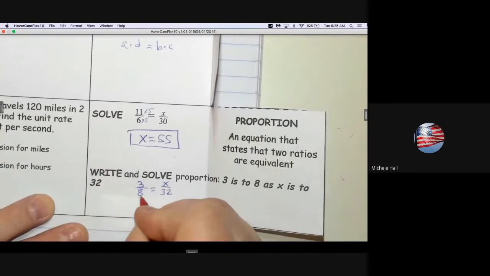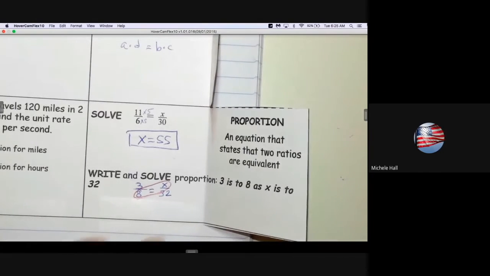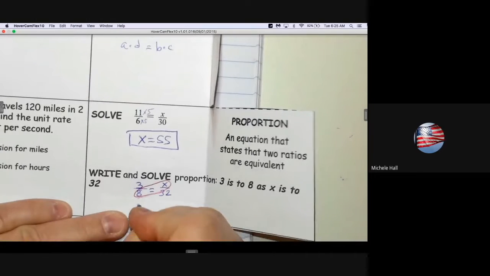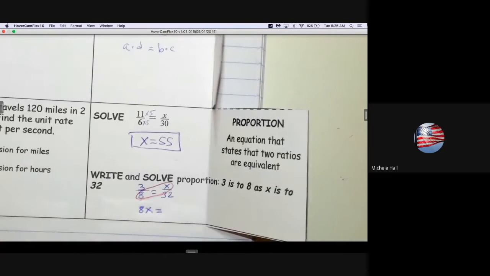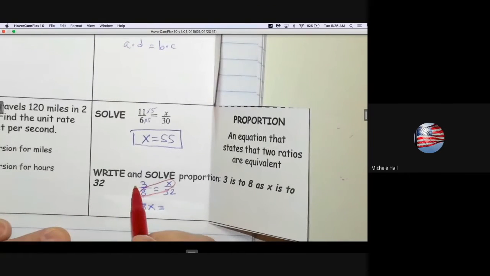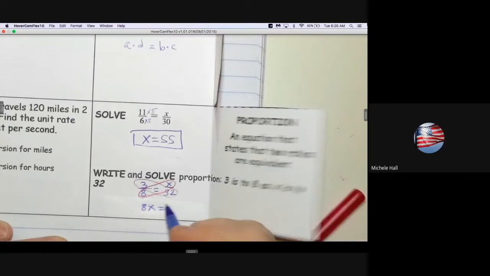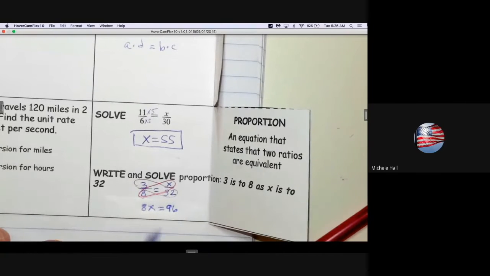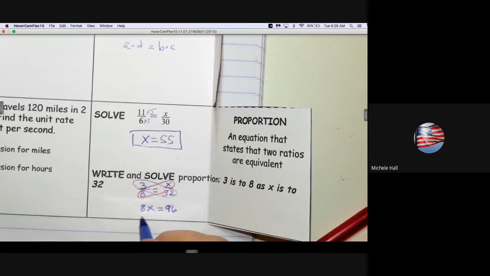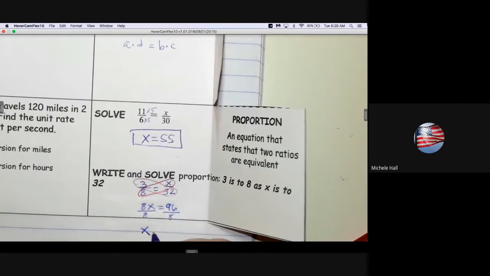I can do 8 times X. 8 times X is 8X, equals 3 times 32, 96. And then what I have here is a one-step equation where I could solve for X, divide by 8, divide by 8, and we get that X equals 12.